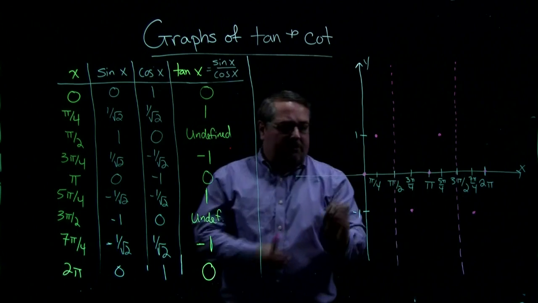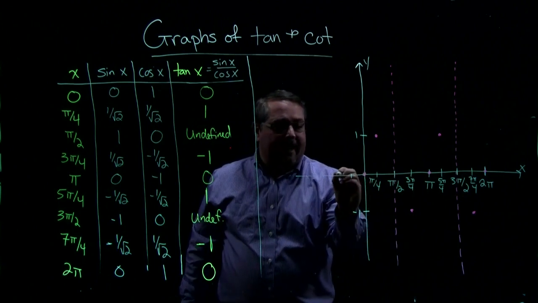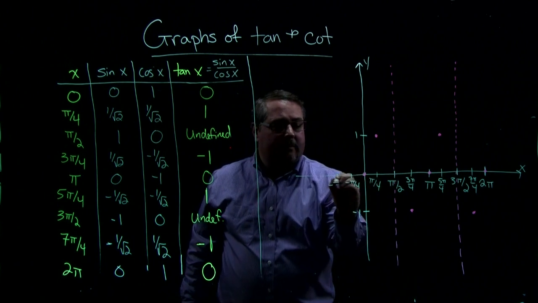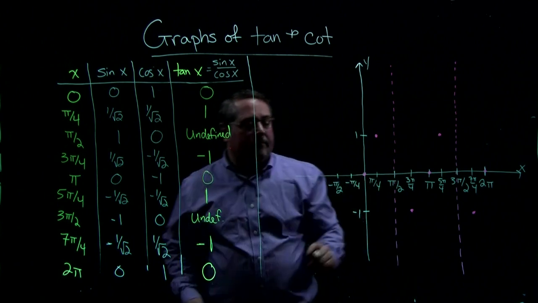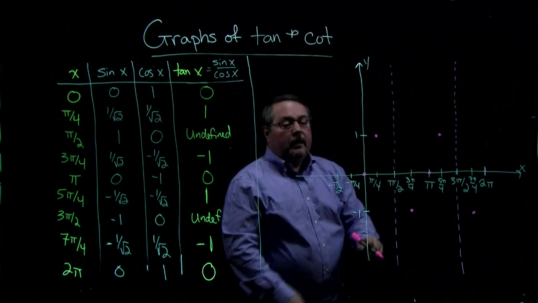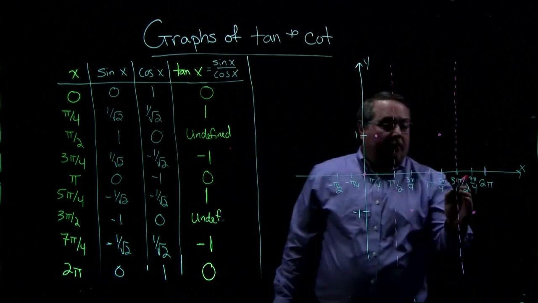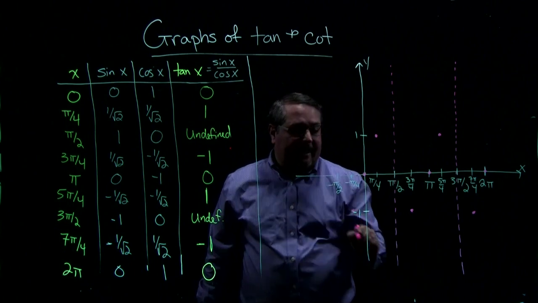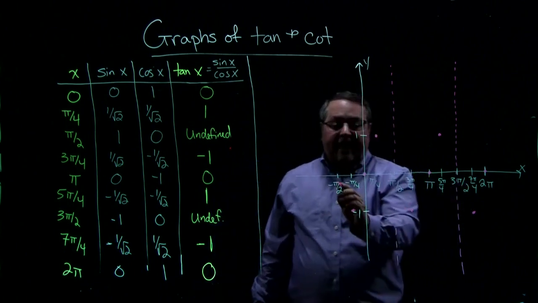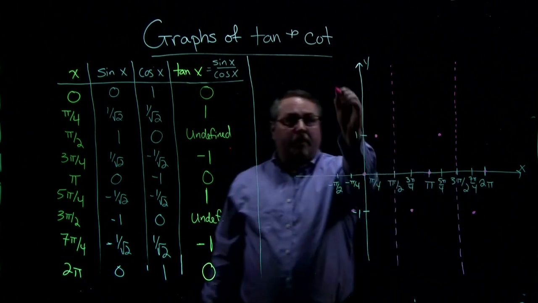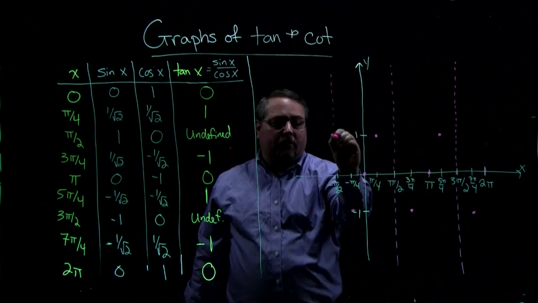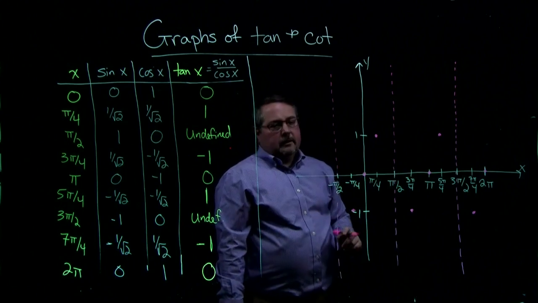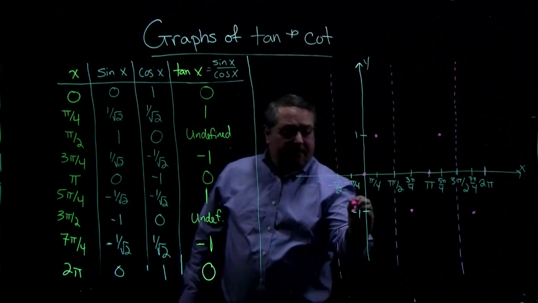Okay, and we'll also step this backward a little bit, just to make our graph a little more complete. The angle negative pi over 4 is coterminal with 7 pi over 4, so there y will be negative 1. And negative pi over 2 is coterminal with 3 pi over 2, so we're going to have another vertical asymptote there. Okay, so now we'll connect the dots.